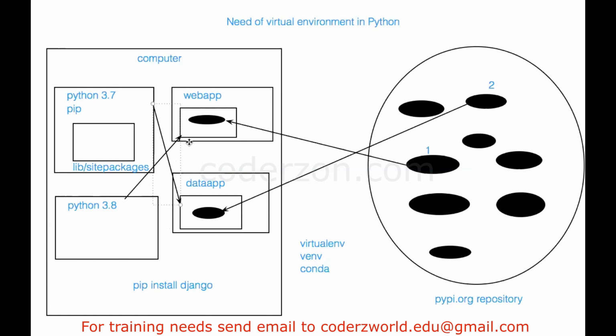So each and every project can have a different Python version, and it has its own virtual env created based on that. And to that virtual env's lib/site-packages folder, we can install the packages from the PyPI repository using the pip install command. I hope you got some idea about what is the need for a virtual environment in Python.